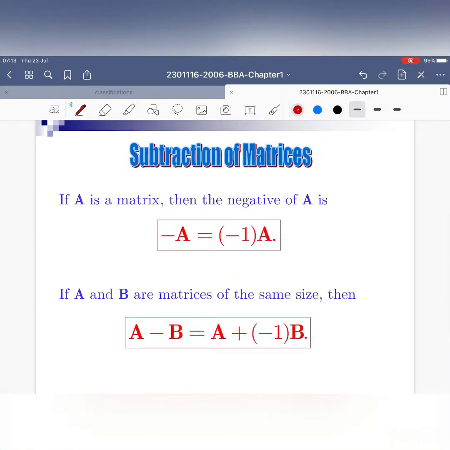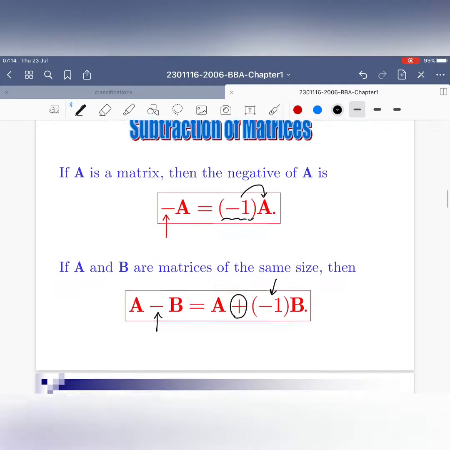If you want to do a subtraction, it's really straightforward. The negative A is simply negative 1 multiplied by A. So it means that each and every element in the matrix A will be multiplied by negative 1, or it will just change the sign of each and every element in A. And your A minus B is actually A plus negative 1 times B. So this is pretty much the same as when we work with real numbers.